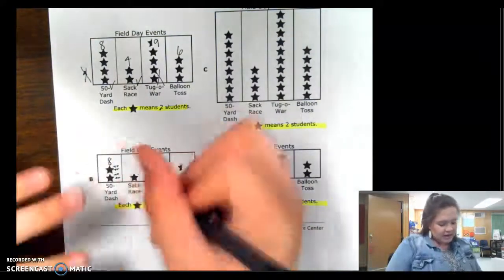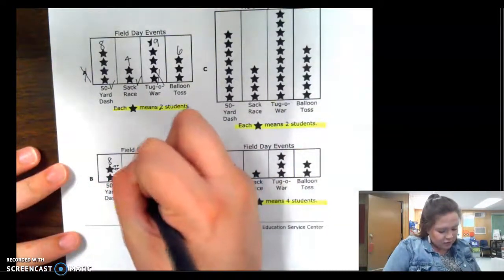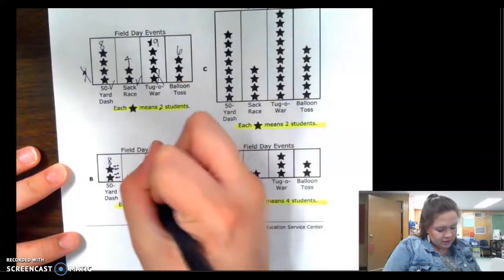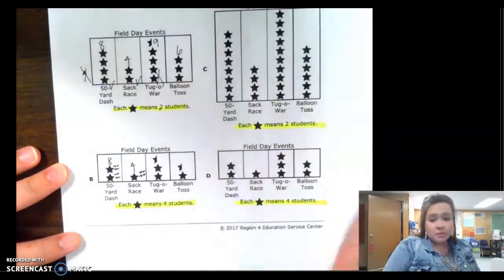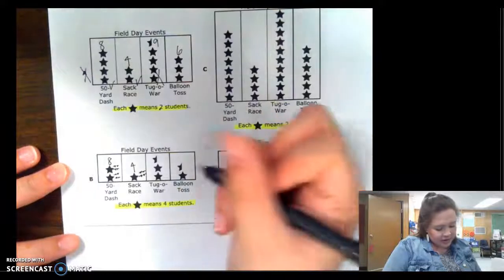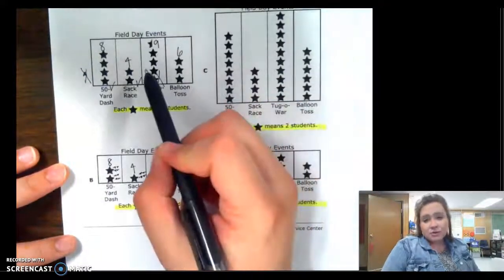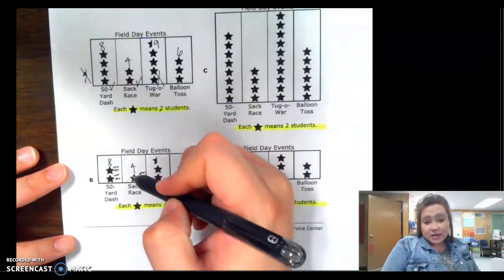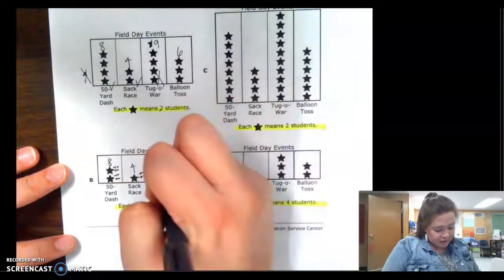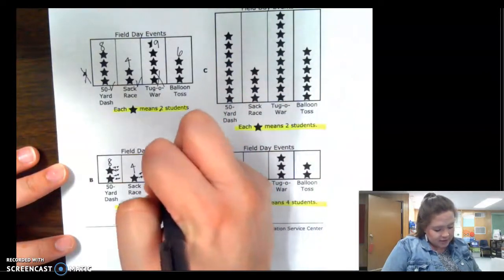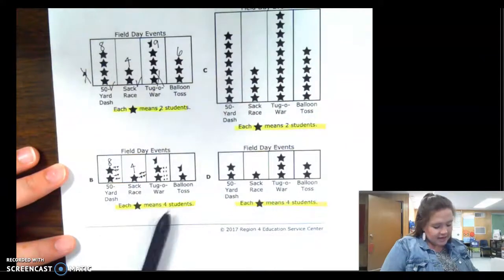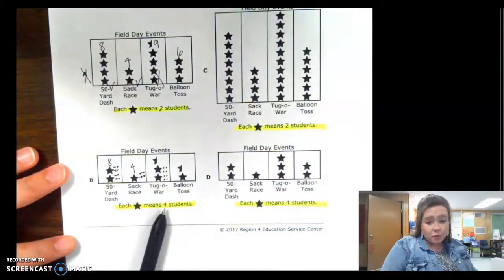Okay, the next one, the sack race. 1, 2, 3, 4. Do y'all see what I'm doing there? Because it's easy to count by 2s, it's not necessarily super easy to count by 4s. I'm going to help myself, and I'm going to draw 4 little dots by each star because I know that each star represents 4 students.